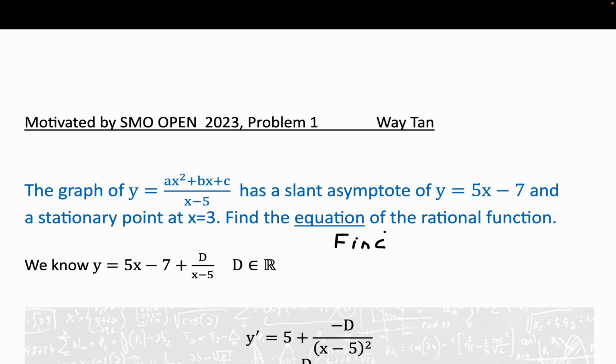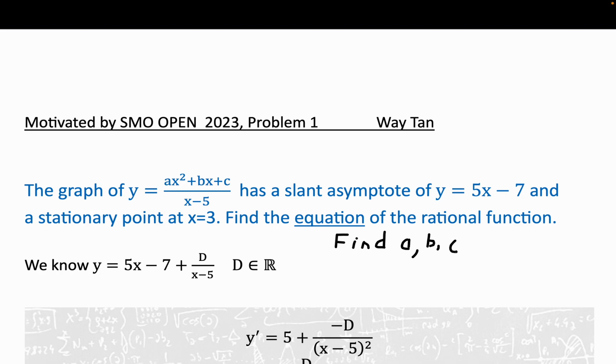It's called the stationary point, I think. That's in Singapore. I don't know if that's a common term in the U.S., but in any event, it just means y prime at 3 is equal to 0. So we're supposed to find A, B, and C. That's the same thing as find the equation of the rational function. Those constants, once they're found, will completely determine this rational function here. So find A, B, and C.